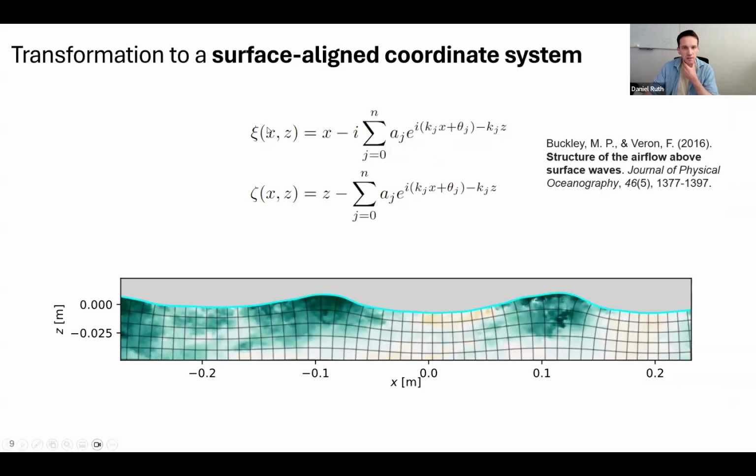Then with both these data sets, we can take the results that we have in this rectangular laboratory frame and do a transformation that gives us results in a surface-aligned frame. So here, the psi coordinate is going to be parallel to the surface when we're at the surface. And this zeta coordinate is going to be normal to the surface. And then the farther you get from the surface, it's going to be relaxing to the laboratory Cartesian frame.